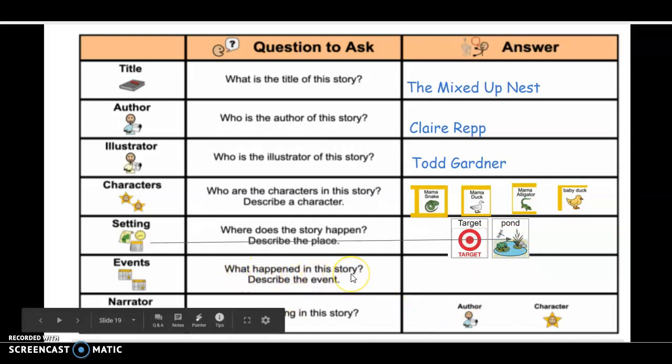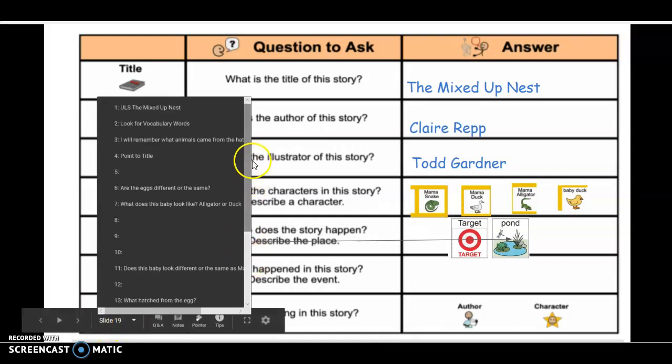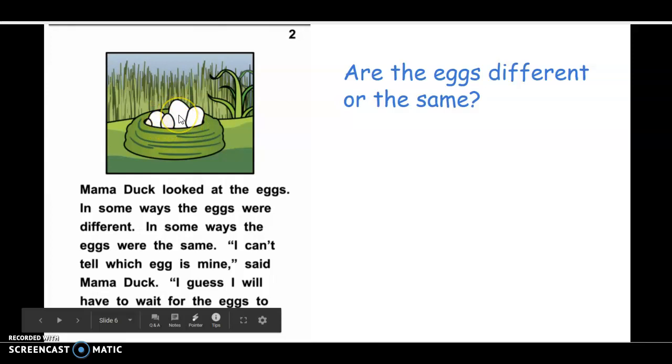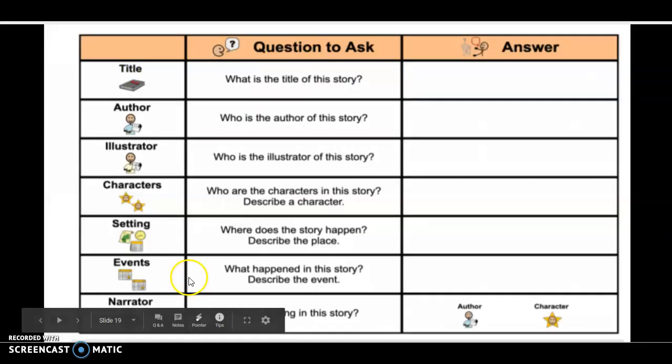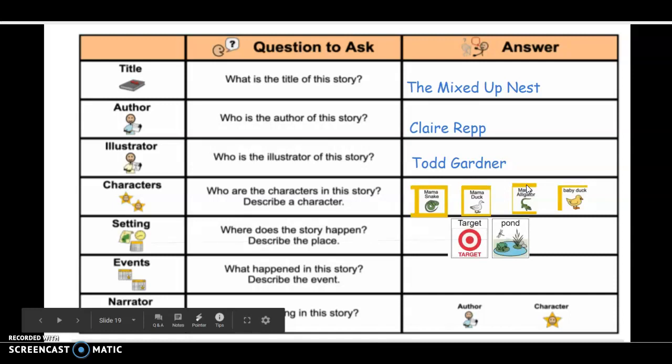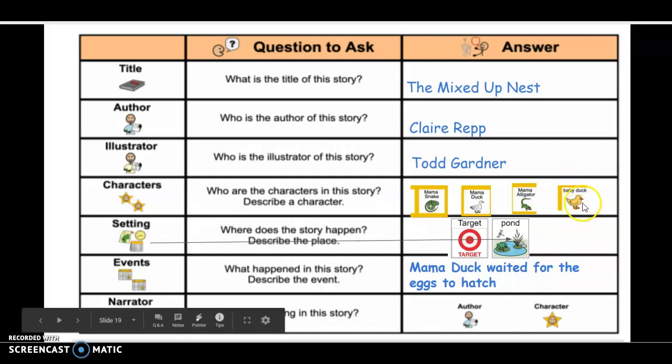What happened in this story? Do you remember Mama Duck's nest? She had a lot of different eggs in her nest. Yes, and she was looking for her baby. Mama Duck was looking for her baby. Mama Duck waited for the eggs to hatch. Yes, she waited for the eggs to hatch so she could find her baby duck.